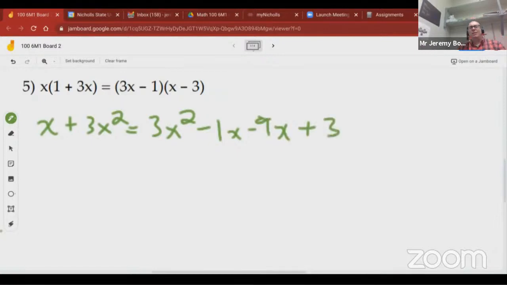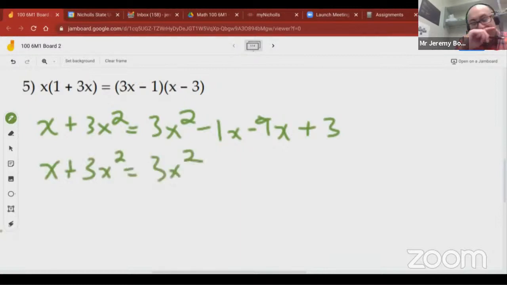So be careful on that. I can see that plus 3 messing people up. It's a negative 1 times negative 3, that's going to be a positive 3. Let's see what we can do. Left-hand side, can't combine anything. That's just going to stay the same for the time being. Right-hand side, we could do a little bit of work. 3x squared, don't have anything to combine with that, but I have a negative 1x and a negative 9x, so that's going to give me a negative 10x. And we still got a plus 3 hanging out.